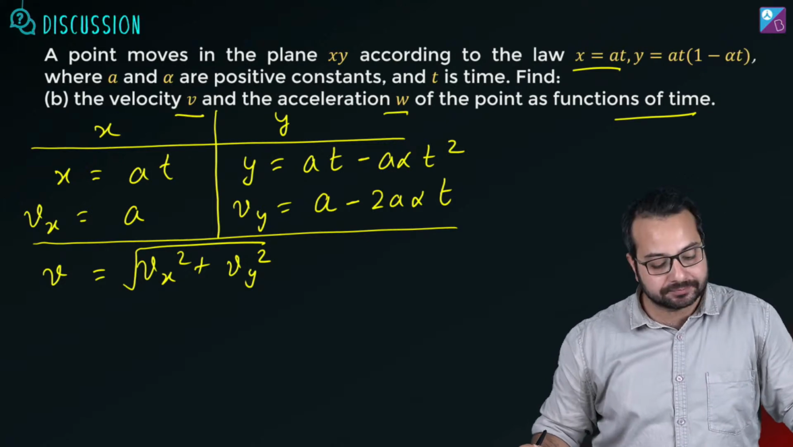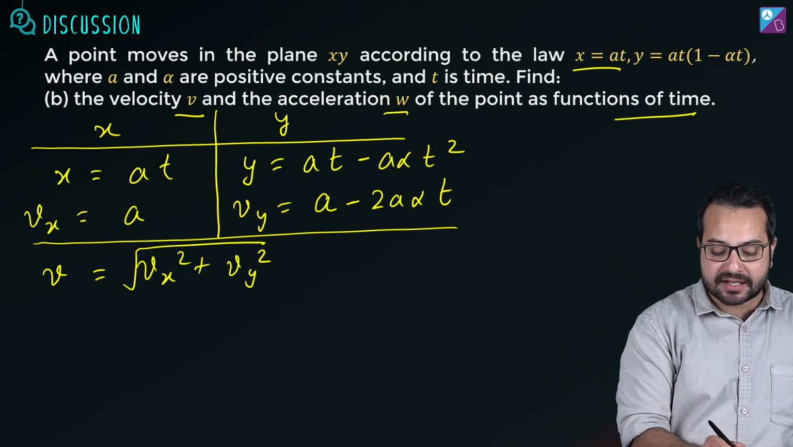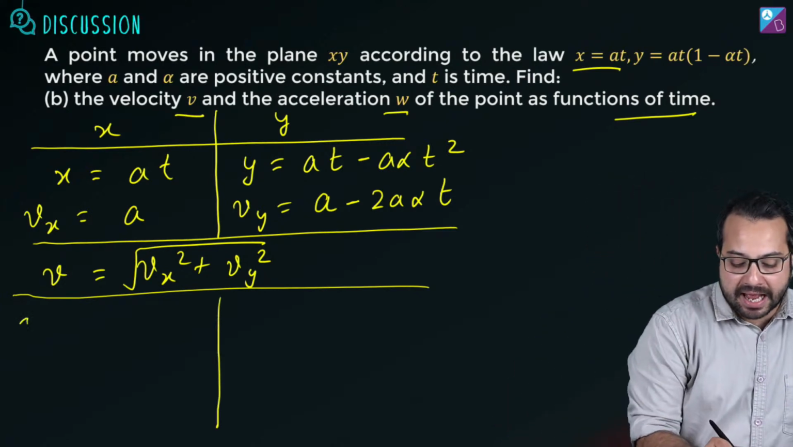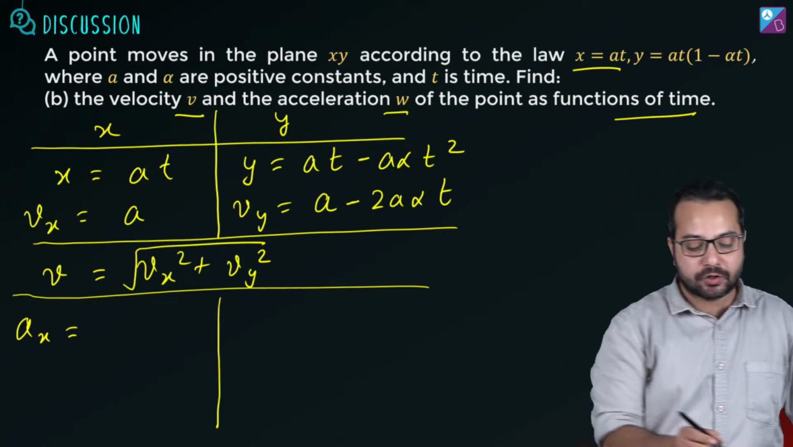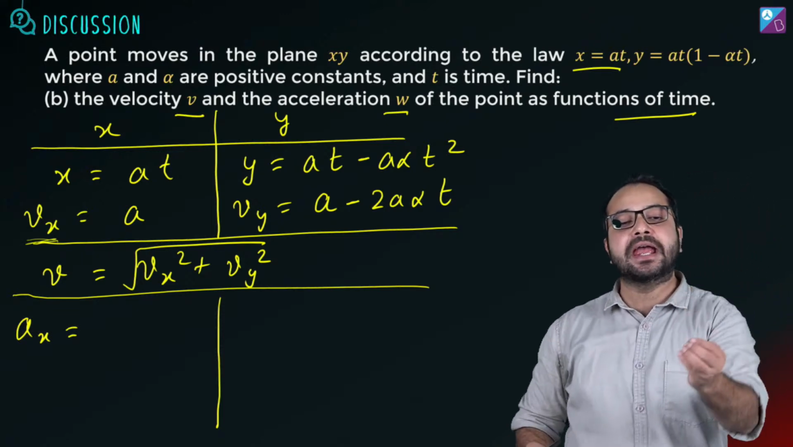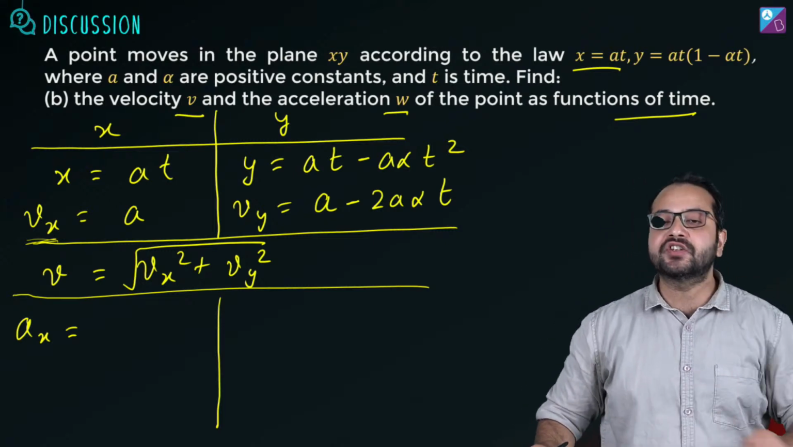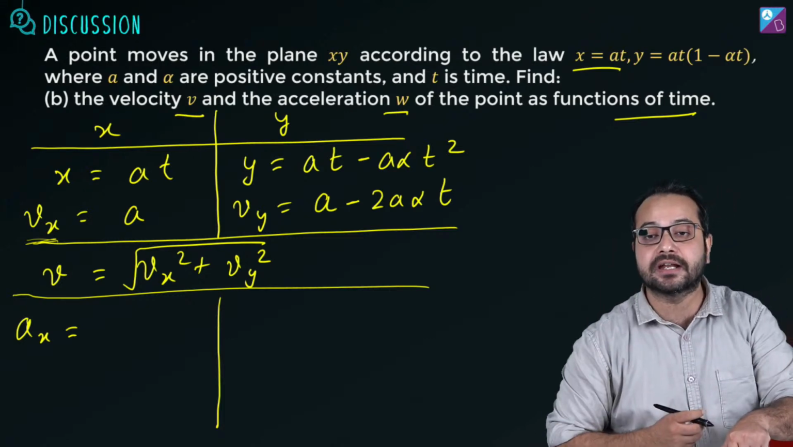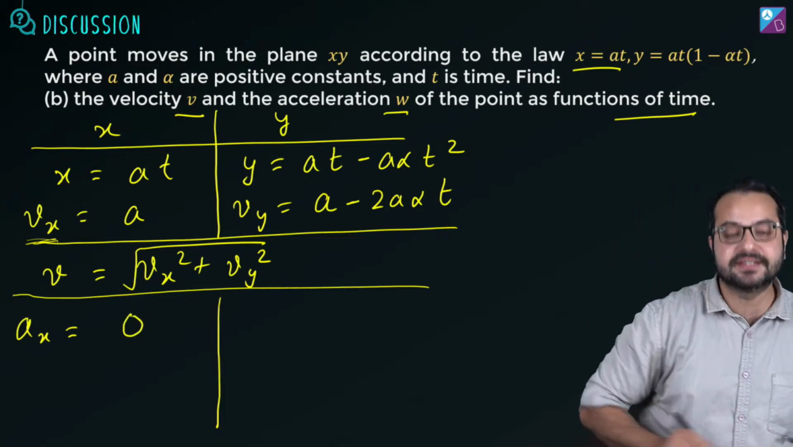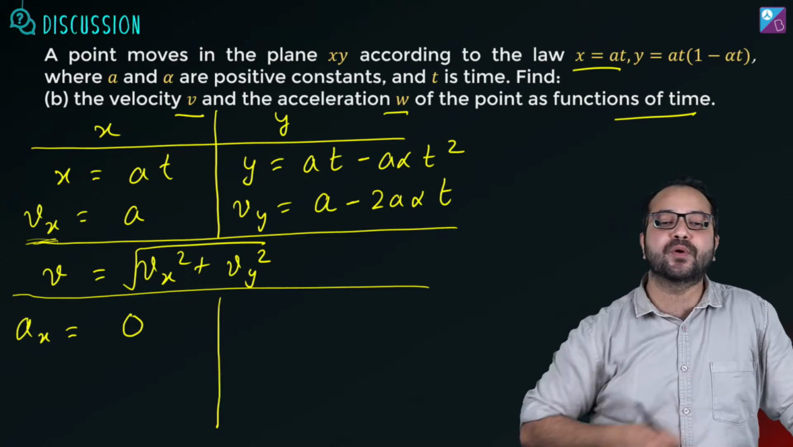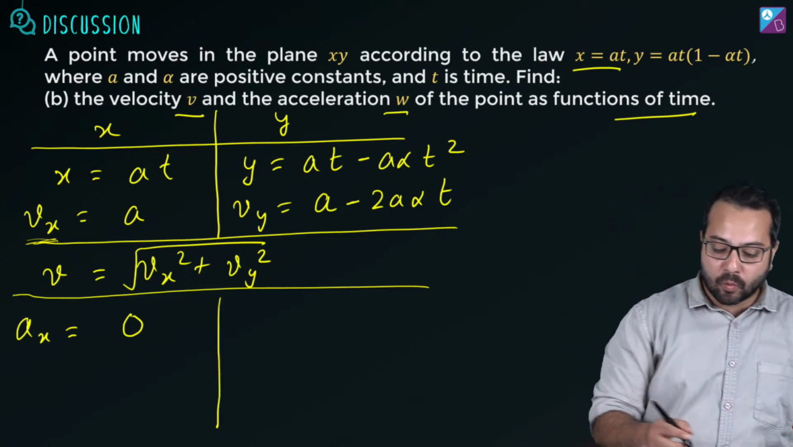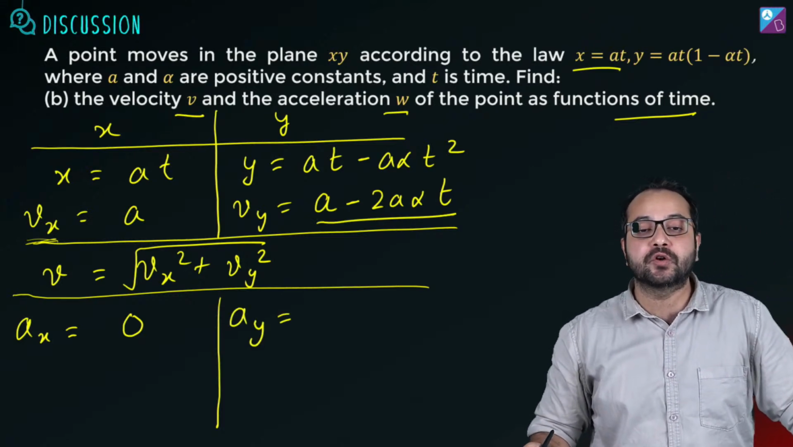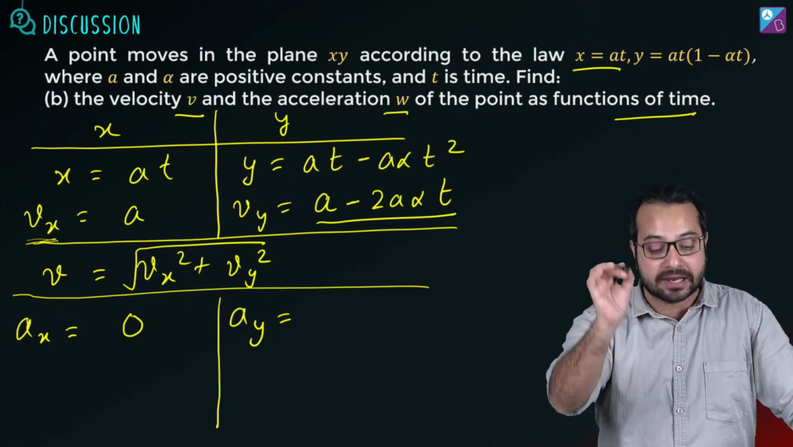The same thing we can do with the acceleration. Now we need the acceleration in the x direction. We differentiate Vx with respect to time and get Ax. Vx is a constant, and the differential of a constant is 0, so Ax is equal to 0. Is that correct? What about Ay? Here is Vy. If we differentiate it with respect to time, we get Ay.